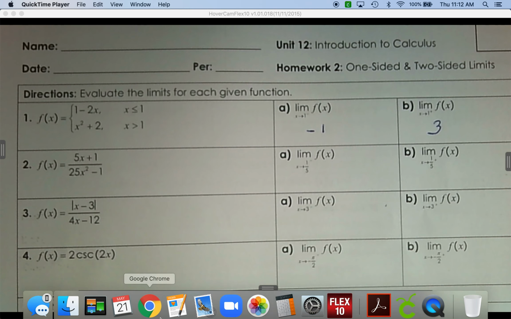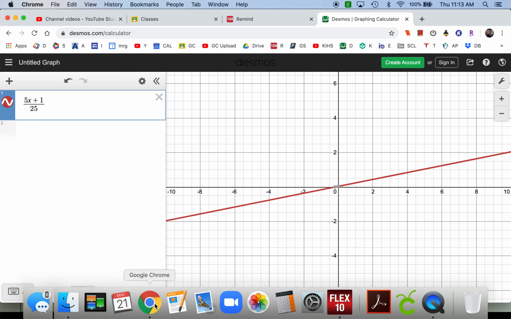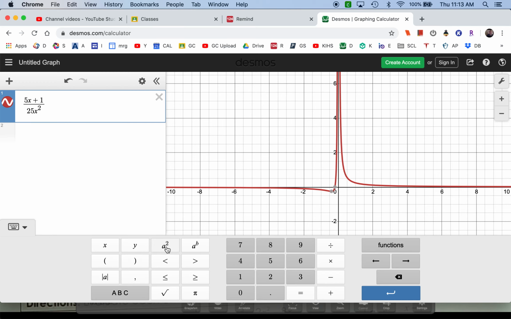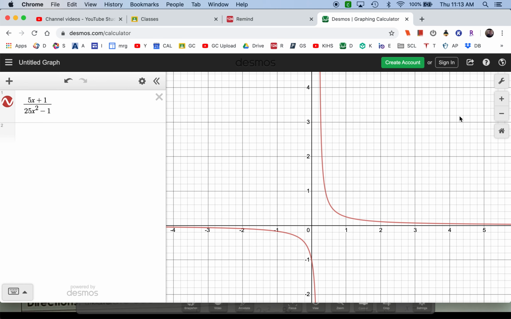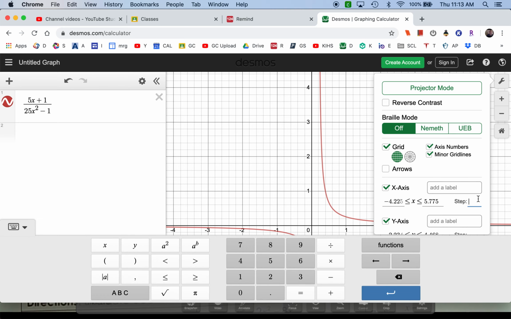Again, we're going to go to Desmos, and I'm going to type it in. So fraction line 5x plus 1, 25x squared, subtract 1. And then what's the limit at 1/5? If I look here really carefully, I could also change the scale. Maybe it'll change the scale to 1/5 for me.